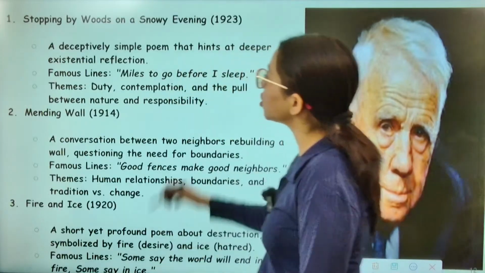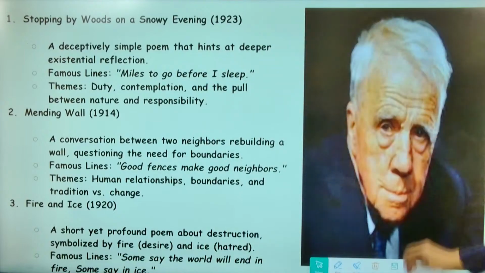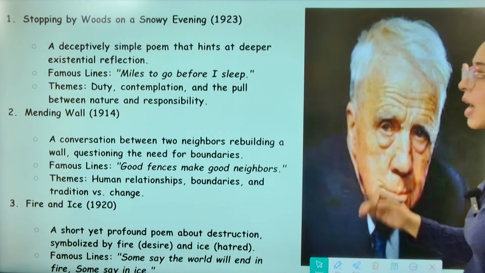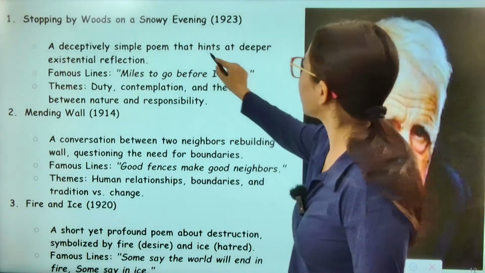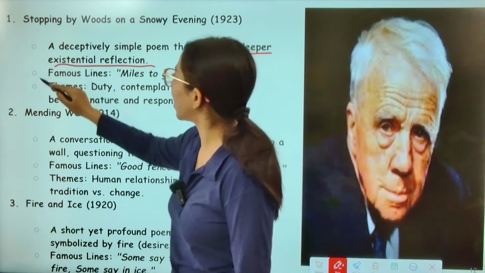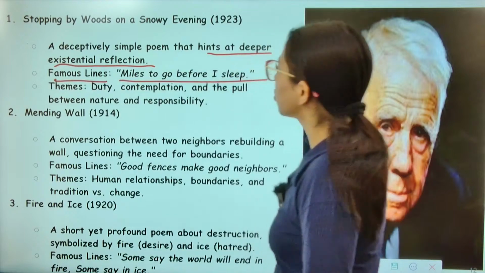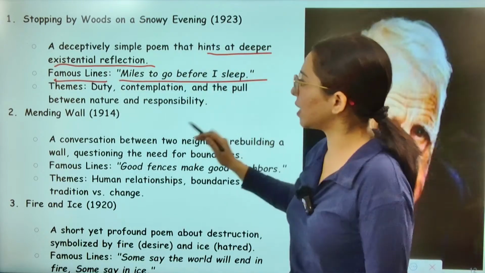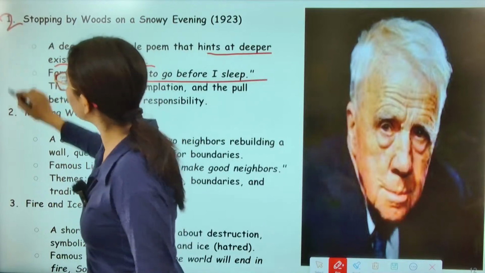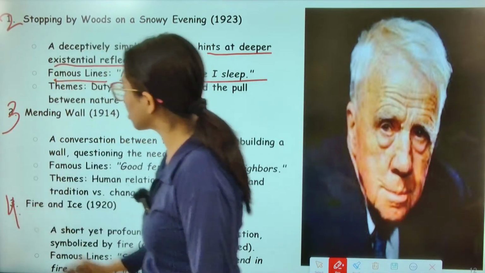Next इनका work है Stopping by Woods on a Snowy Evening, 1923. A deceptively simple poem. It's a very simple poem that hints at deeper existential reflection. Famous line, miles to go before I sleep. I'm sure everyone knows this. Stopping by Woods on a Snowy Evening. ये इसका second poem है. Then third and fourth, the numbering is wrong, just ignore that.